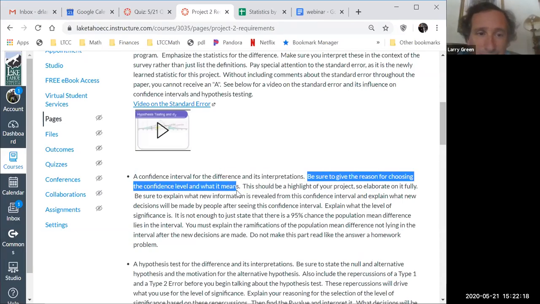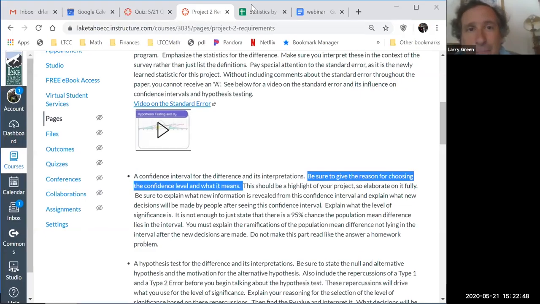But you need to talk about why you chose the confidence level. Here's what you should not do. Don't say, I chose 95% because alpha was 0.05. And don't say I chose alpha as 0.05 because I had a 95% confidence. Those are separate things, and that's a big deal. The confidence level, you can plug in.